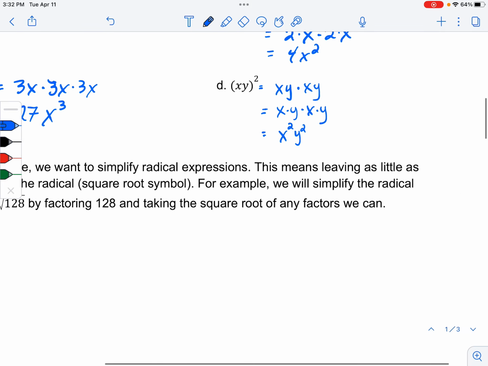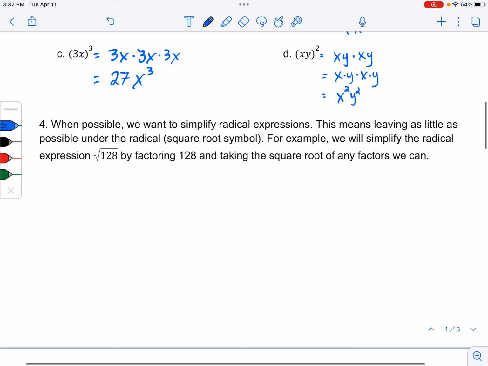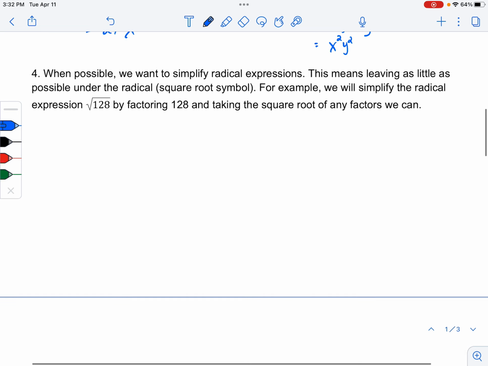Moving on. We often want to simplify radical expressions, and this means leaving as little as possible under the radical. So for example, let's look at this expression, the square root of 128. So the process for this is to factor it, and we want to factor it ideally in such a way that one of our factors is a perfect square.